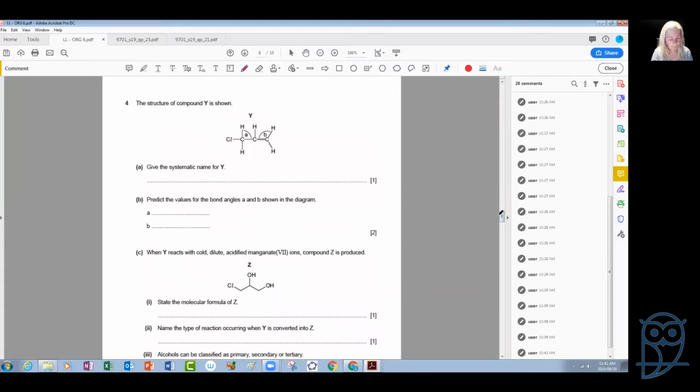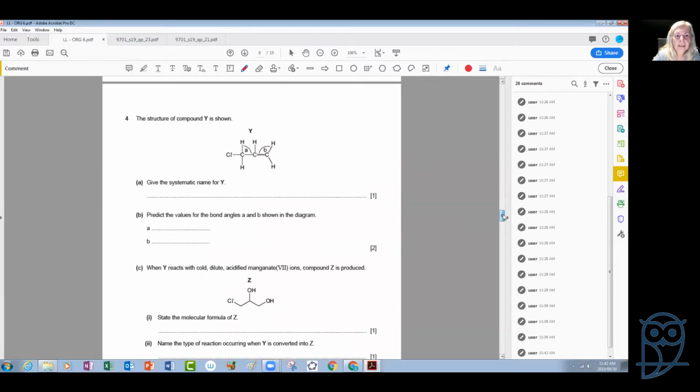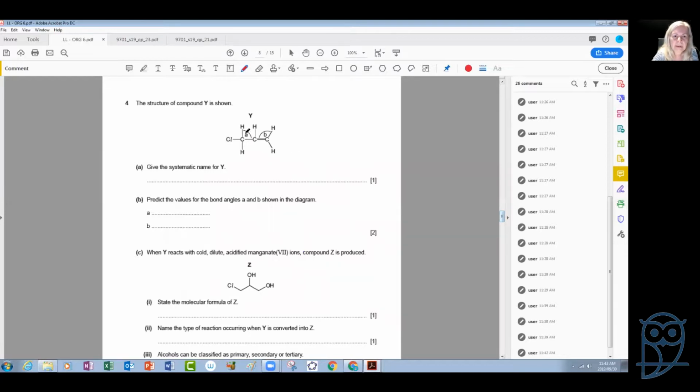Let's see this problem here. What is this from? Where does it come from? Also from this year. It's a very recent paper. All right. So the structure of compound Y is shown. So this is the structure of compound Y. Give the systematic name of Y.